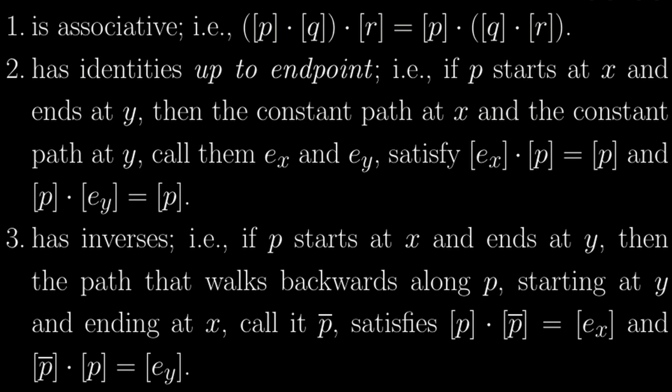It has inverses, which means if p is a path that starts at x and ends at y, then the path walking backwards along p, which starts at y and ends at x, call it p bar, satisfies bracket p times bracket p bar is equal to bracket e sub x, and bracket p bar times bracket p is equal to bracket e sub y. Ha! It's a theorem fake out.